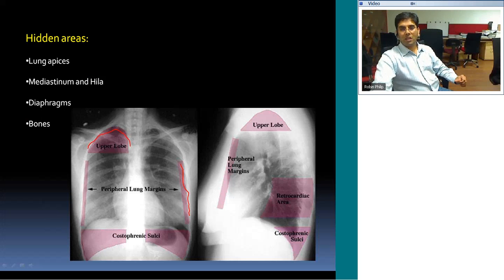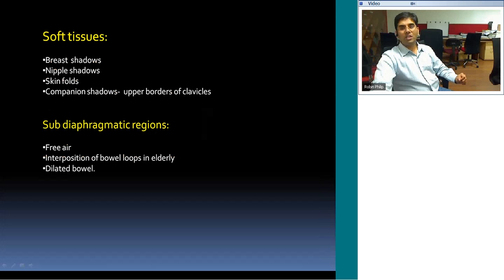Look for the lucencies, retrocardiac and retrosternal lucencies, and look for the diaphragms. Look for free air, and also look for the osseous structures, especially in the pediatric population. Look for rib fractures and all. And move on to the soft tissues.